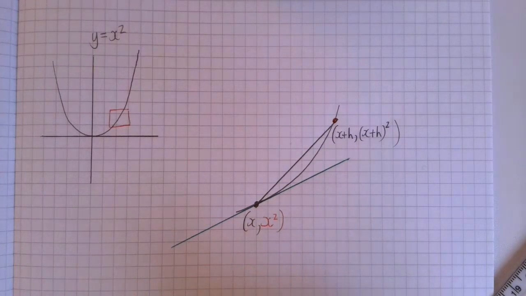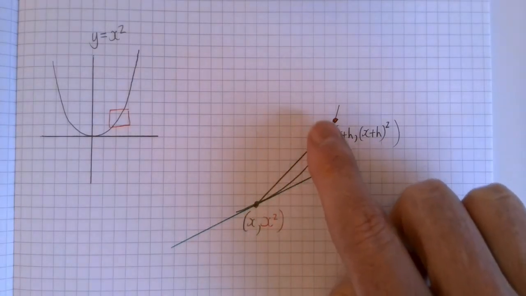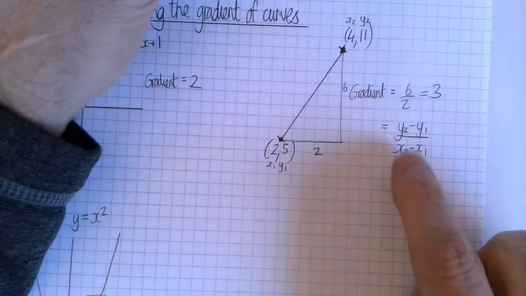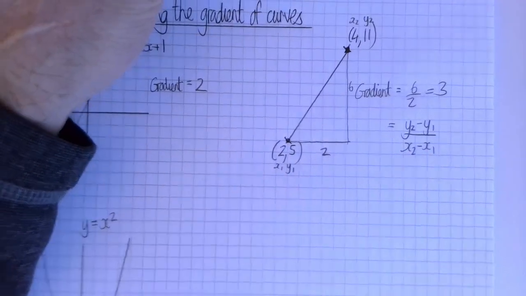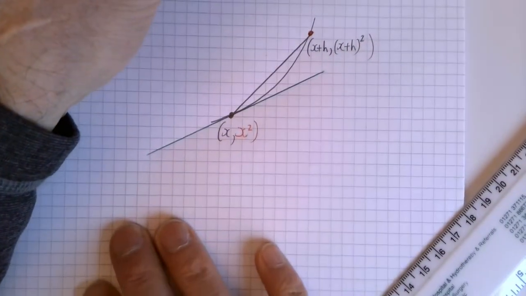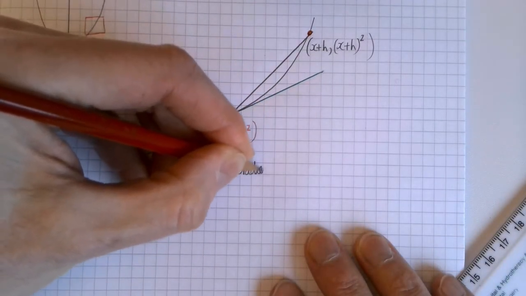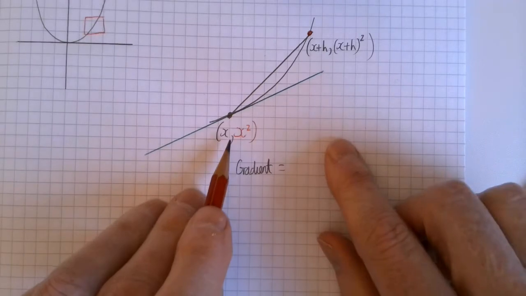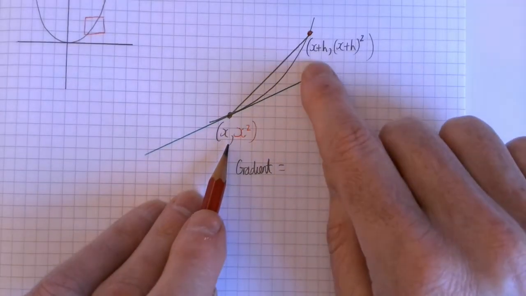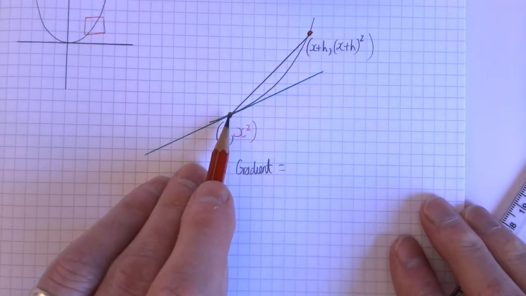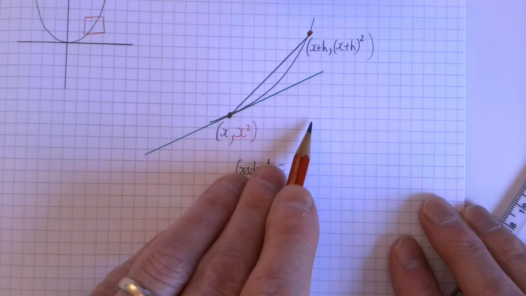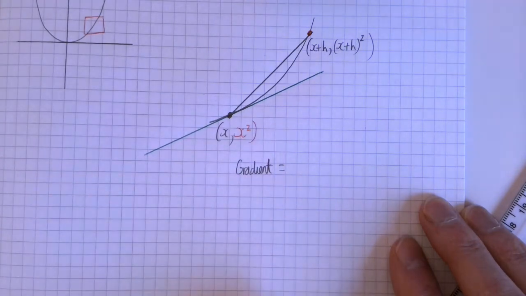So let's work out the gradient of this line here using this formula. Okay, so let me write that formula again. So we know the gradient of a straight line if we know 2 points on the line, and we do. We've got 1 point down here, and we've got one point that's a little bit further up the line, so it's h units up along the x-axis.